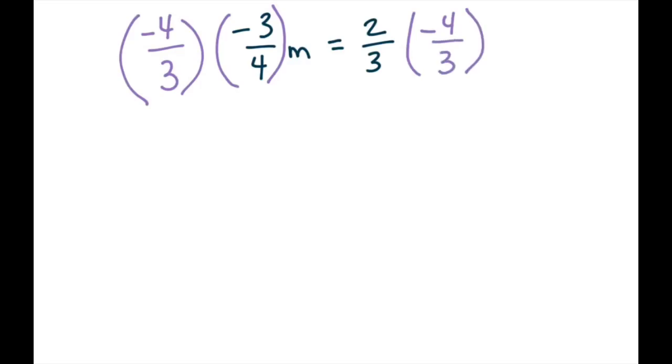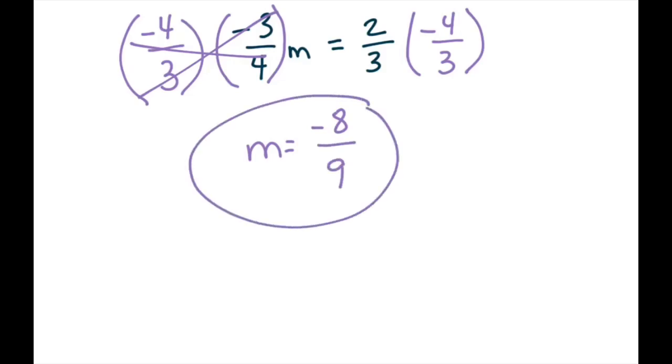Okay, and so that cancels out and leaves m by itself. It's isolated. Then we're going to end up with negative 8 over 3 times 3, which is 9. So our final answer is negative 8/9, and you don't need to reduce any of that.